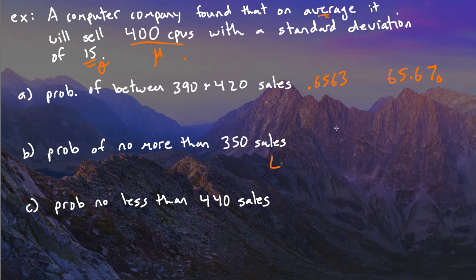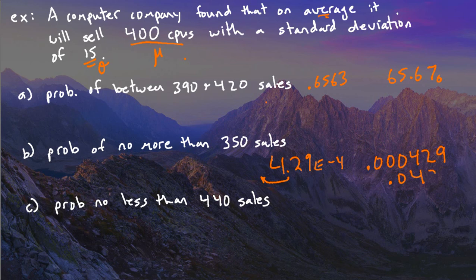So we have 4.29 e negative 4. And that means move this decimal point 4 places. So 0.000429. Now that's not a percent. That's our decimal. So it's 0.0429% chance after we get the percent sign. Okay, probability no less than 440 sales.